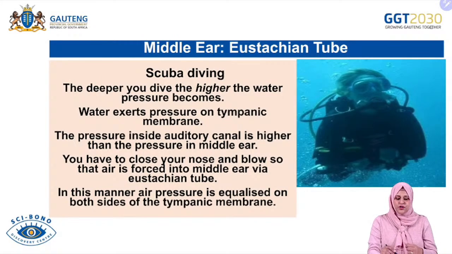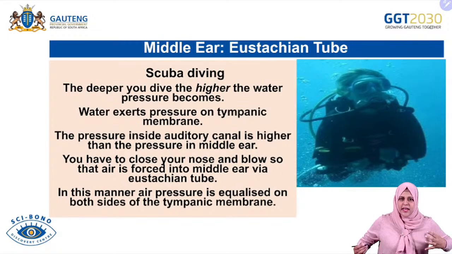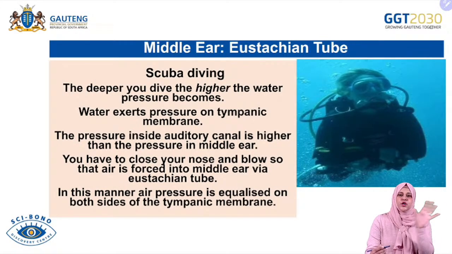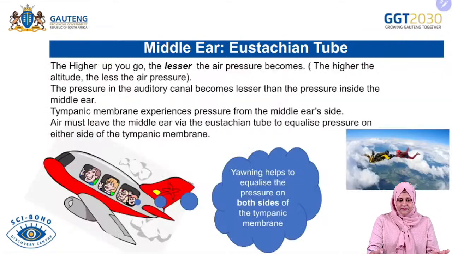So you have to close your nose and blow in this way to allow air to go into the eustachian tube and into the middle ear and equalize the pressure on both sides. Right? So in that way, the air pressure is equalized on both sides of the tympanic membrane. So it's very important to understand that your eustachian tube needs to be open and air-filled, free-flowing.